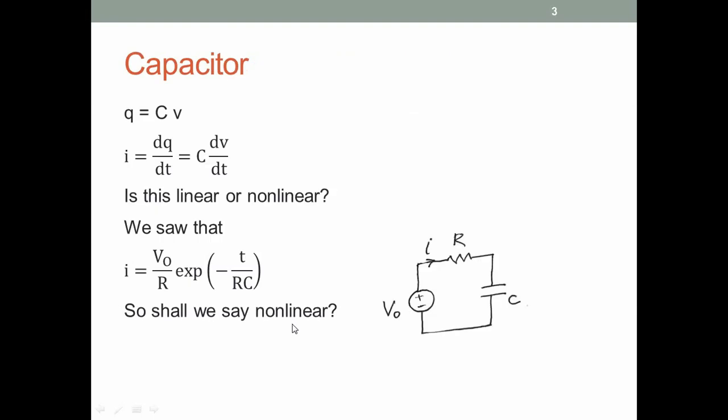Let's look at a capacitor. You are familiar with the fact that for a capacitor, one can write Q is equal to CV. Charge is C times voltage. We want to find the current voltage relationship of the capacitor, and current is of course the rate of change of charge with time. So I is dQ/dt, so we differentiate this, so we get C dV/dt. So I is equal to C dV/dt.